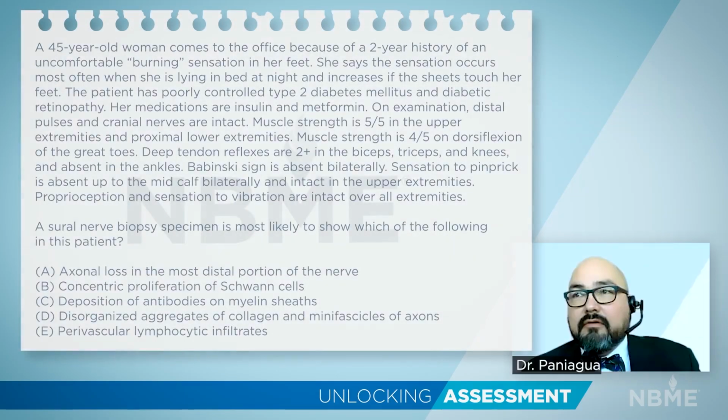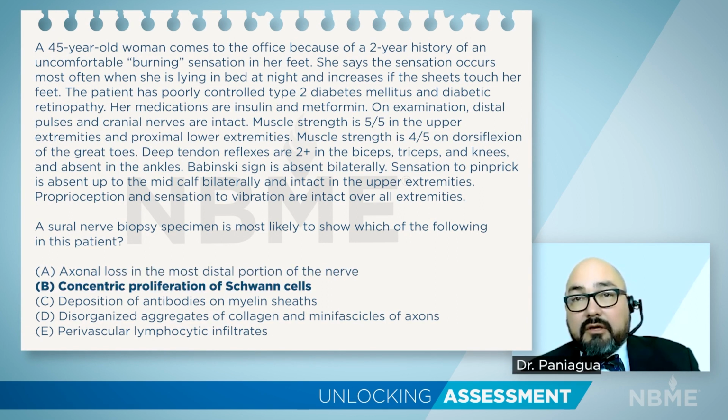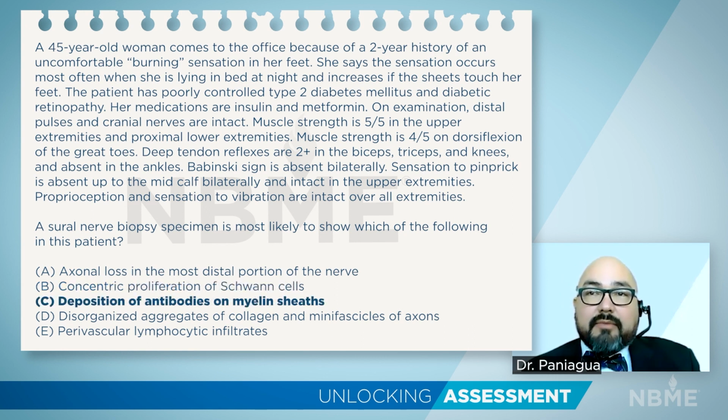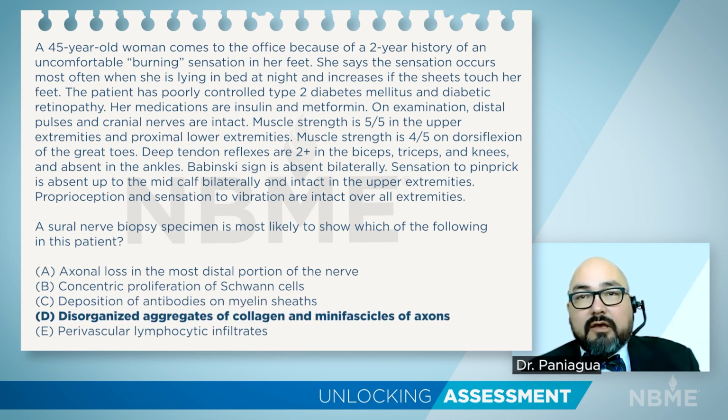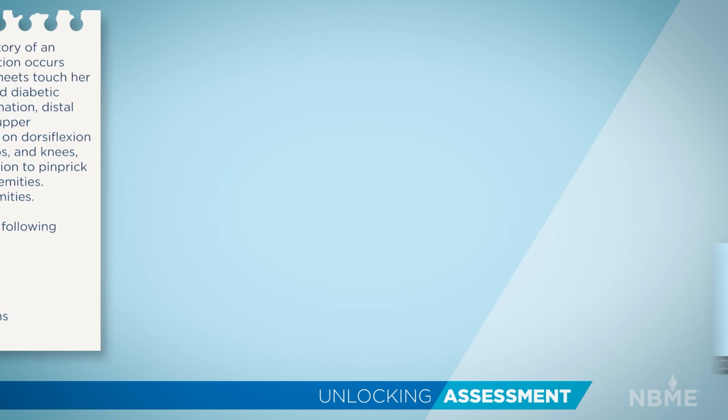So let's reveal the option set, and it is as follows. A, axonal loss in the most distal portion of the nerve. B, concentric proliferation of Schwann cells. C, deposition of antibodies on myelin sheaths. D, disorganized aggregates of collagen and mini fascicles of axons. E, perivascular lymphocytic infiltrates. Please put your answer in the poll now.